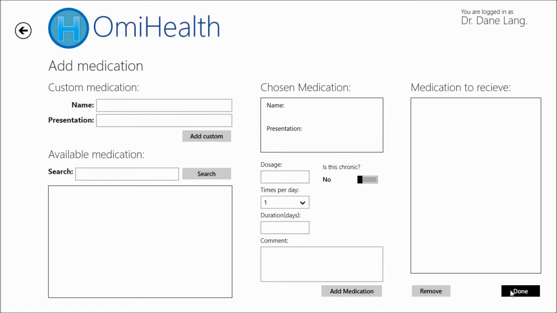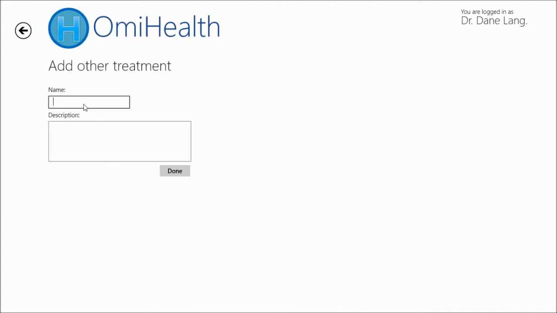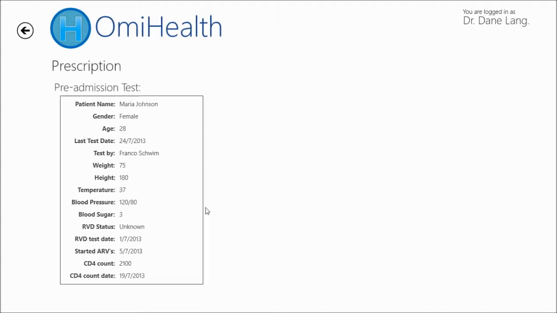Once the user is finished adding medication, they will click on Done, and it will navigate them back to the prescription page. In this page, you will see that the medication has been added to the list of medication to be dispensed. At this point, the user may also choose to add a treatment to the prescription. The user will enter the name of the treatment and a description of what the treatment entails. Once the user clicks Done, the application will again navigate to the main prescription page, where the user can choose to send the prescription to the pharmacy.